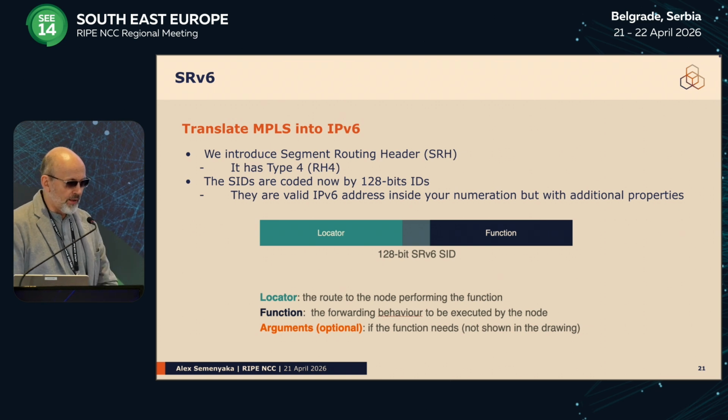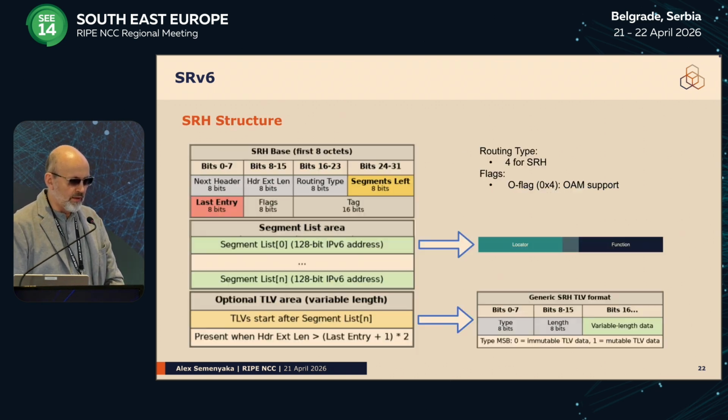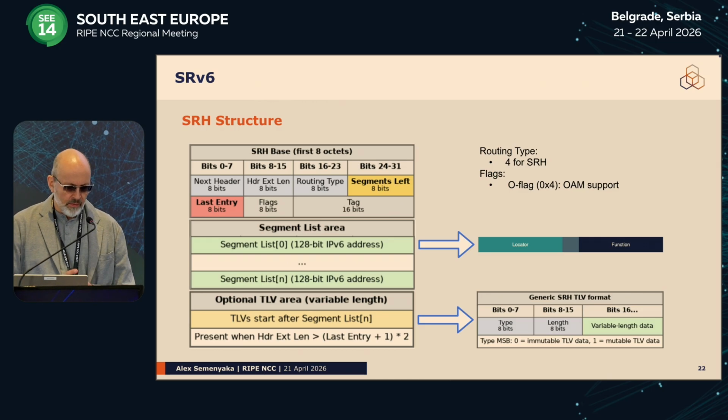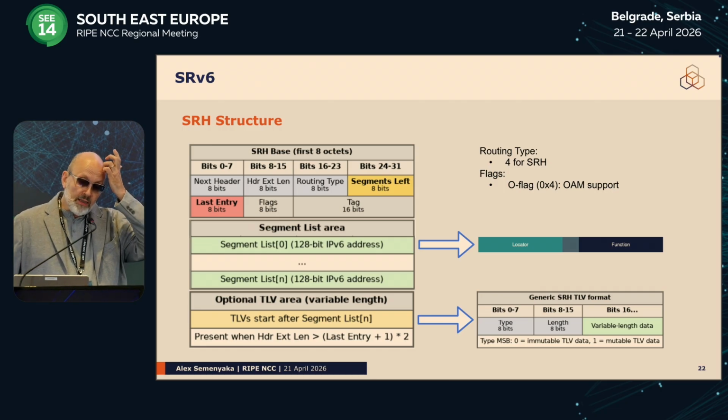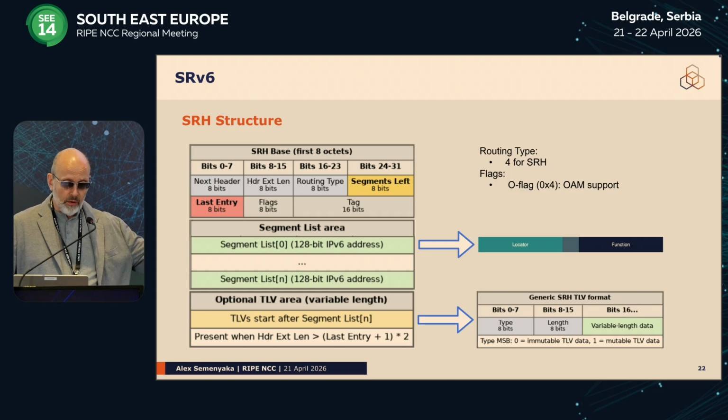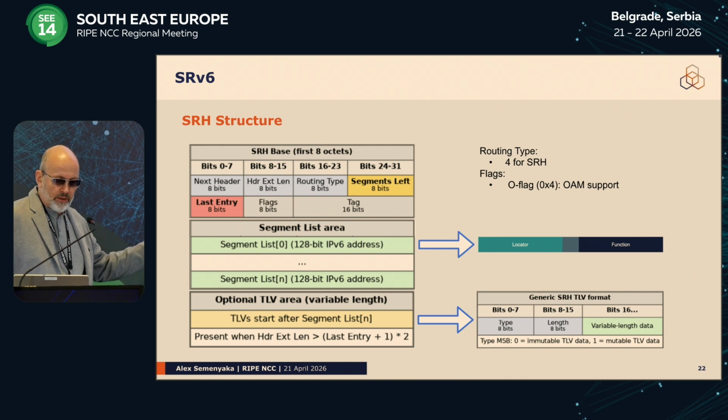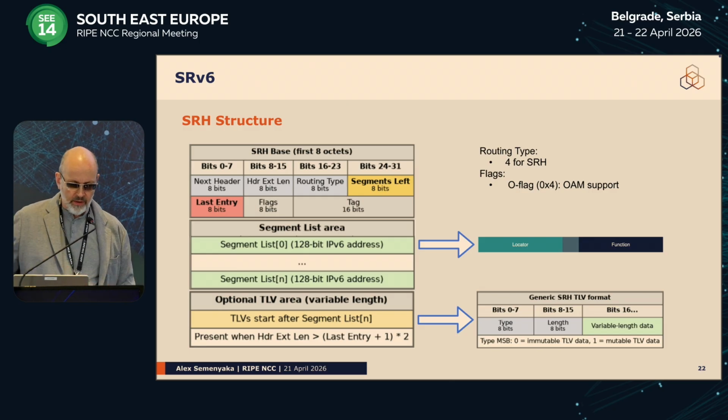So the structure is simple. The structure of the segment routing header is a little bit more complex, but if we start thinking, it's not difficult. We have the basic information like next header, routing type, which is 4. We have the field segments left to describe which segment should be used on this hop. We have the list of these segments, which are, as I said, just normal IP addresses.